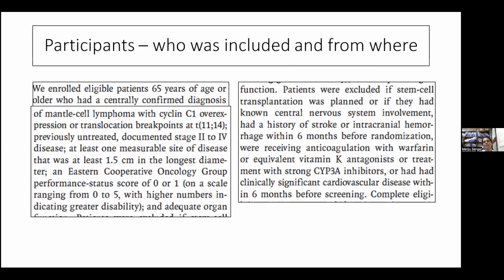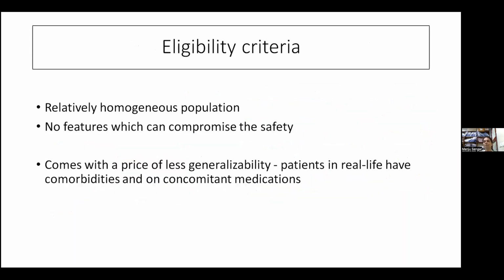Let's move to the participants who were included and from where. So patients more than 65 years old who had mantle cell lymphoma, documented stage 2 to stage 4 disease, very good performance status of 0 to 1, adequate organ function. They were excluded if they were planned for stem cell transplant, or if they had CNS disease, or if they had significant comorbidities like stroke or intracranial bleed 6 months back, or significant cardiovascular disease, or they were on drugs like warfarin and vitamin K antagonists, or any of the CYP3A4 inhibitors.